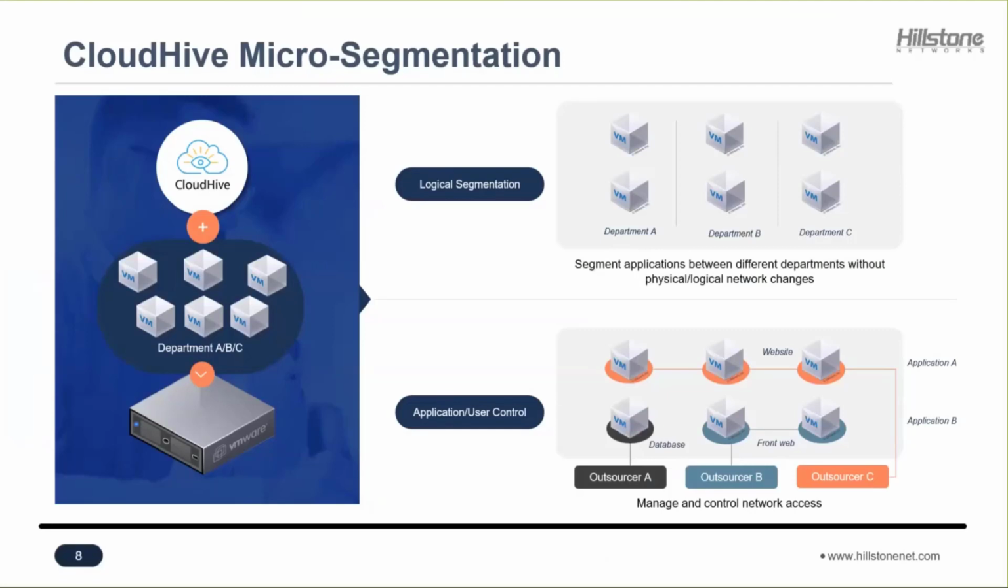And you can also group web servers together, group application servers together, maybe group database servers together, and enforce policy between the application and the database. In that case, we support application and user control, so we enable you to have very fine-grained control of what can go on between the 2 VMs. So instead of allowing everything between the 2 VMs, you can allow only specific applications or specific ports.